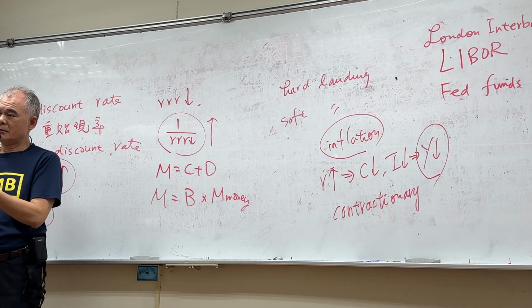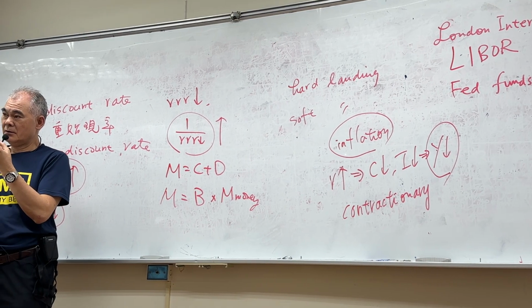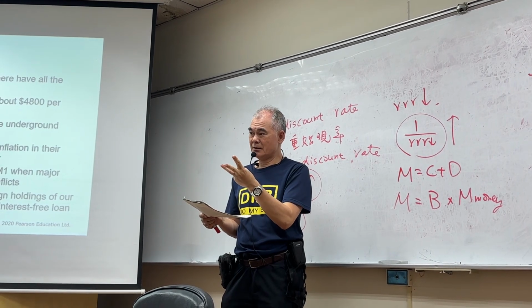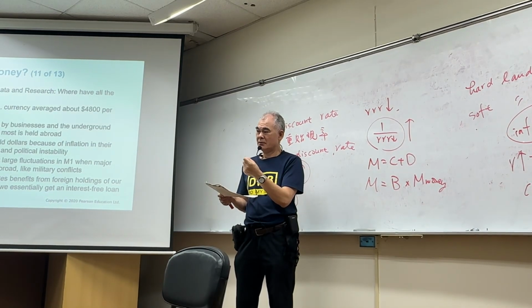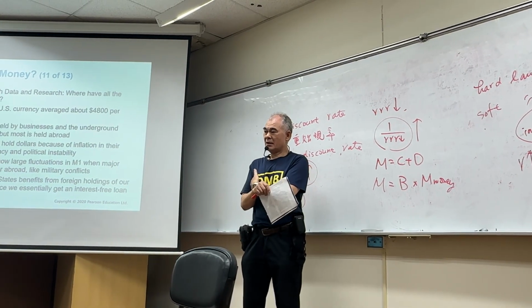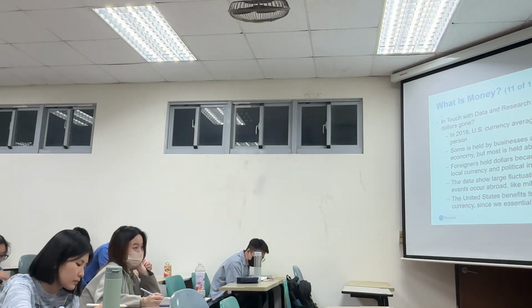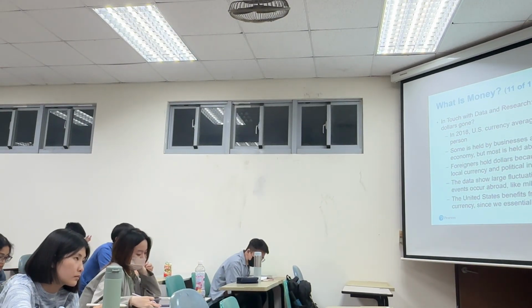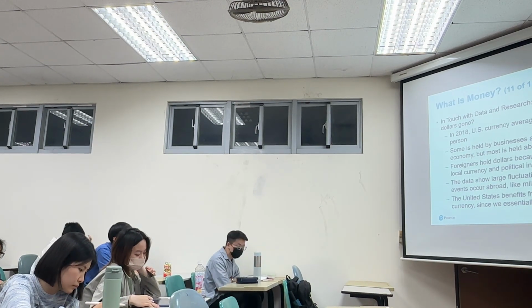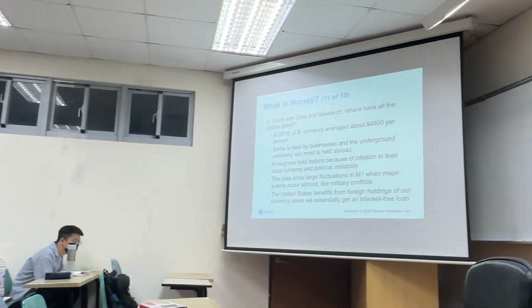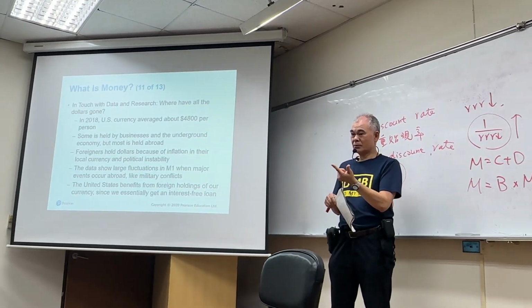So what is it? I think it has 3 items. C, currency, and also R. R is reserve, and R has 2 items. It includes excess reserve and required reserve.